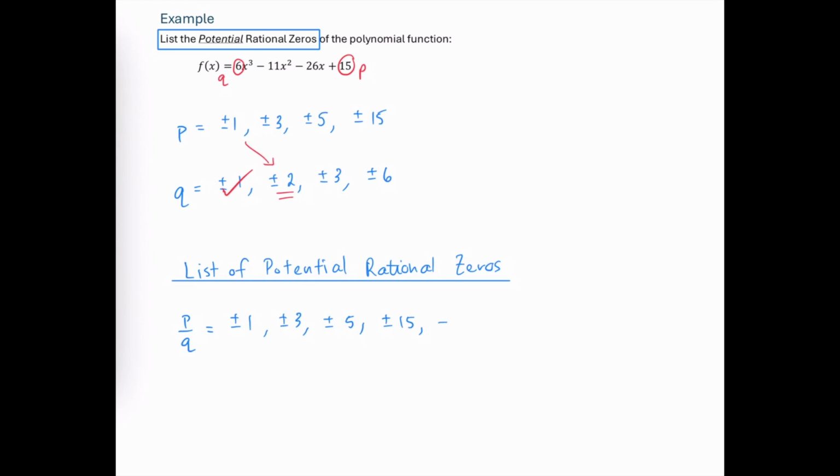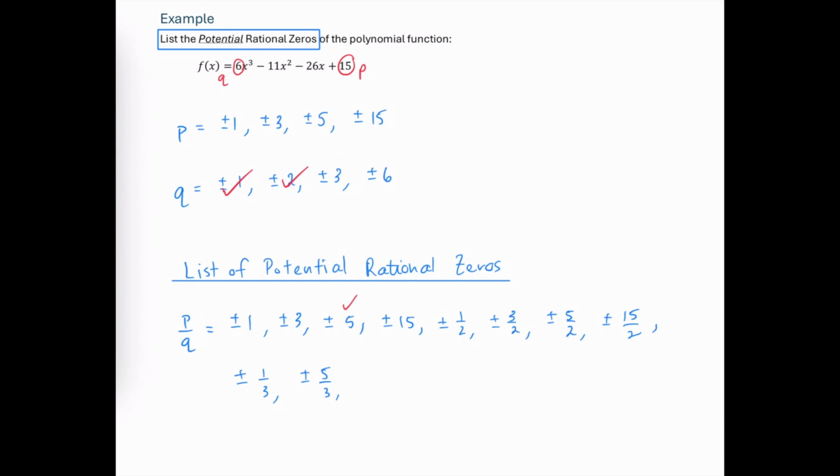So we have 1 over 2, which is plus or minus 1/2, 3 over 2, which is plus or minus 3/2, 5 over 2, which is plus or minus 5/2, and 15 over 2, which is plus or minus 15/2. Now that we've written all the factors of p over 2, we can move on to writing each factor of p over 3. 1 over 3 is plus or minus 1/3. 3 over 3 is plus or minus 1, but we already have that quantity in the list, so we do not need to repeat it. 5 over 3 is not yet in our list, so let's add that. And 15 over 3 is 5, which is in the list, so we don't need to duplicate that value.